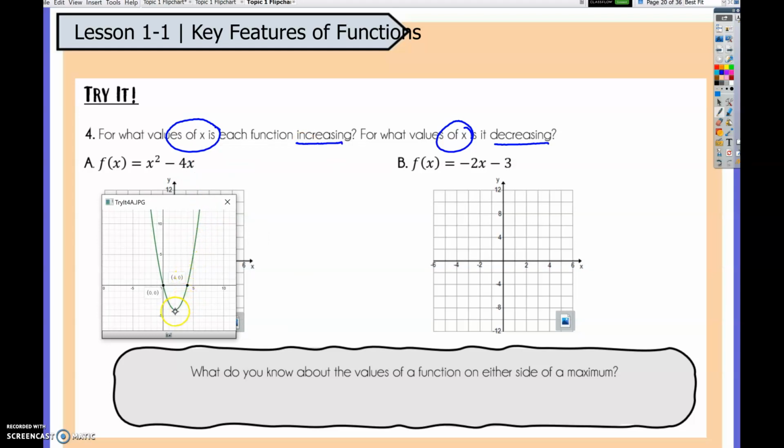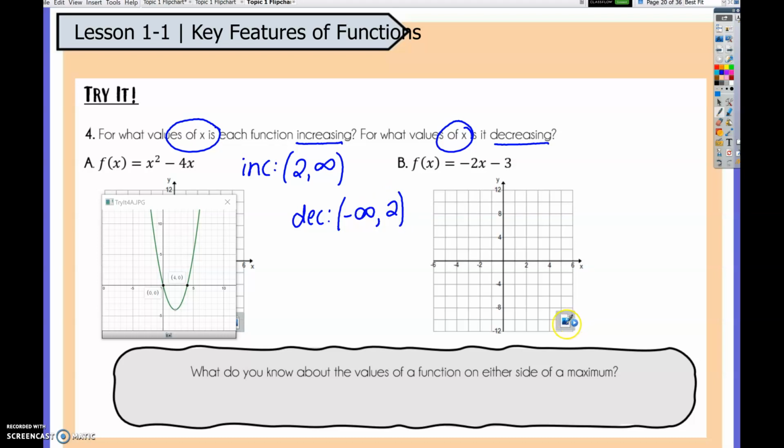So starting at positive 2. Because remember, we're counting over here what x value does it start increasing at. So this one would be increasing from 2 to infinity. All the way up here, all these x values have increasing slopes. And it's decreasing from negative infinity to 2.